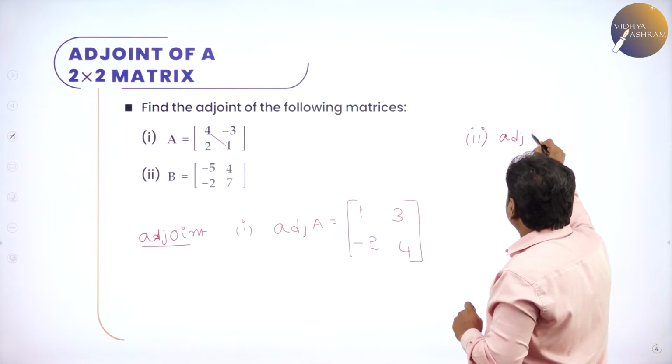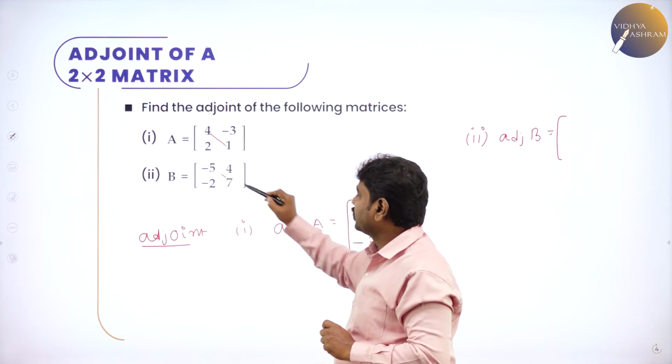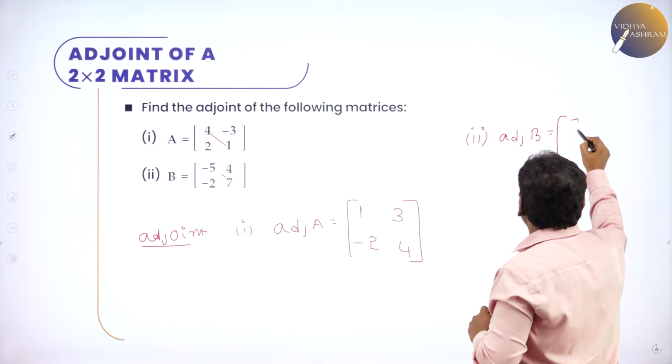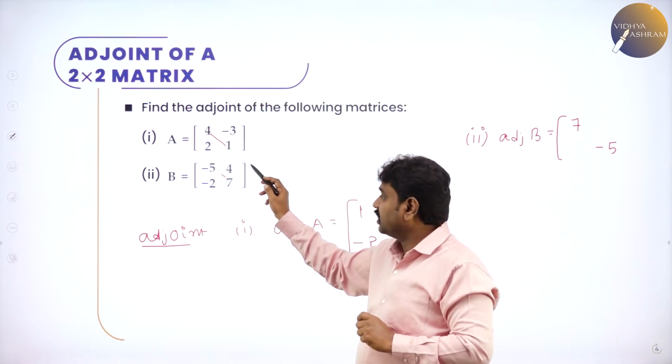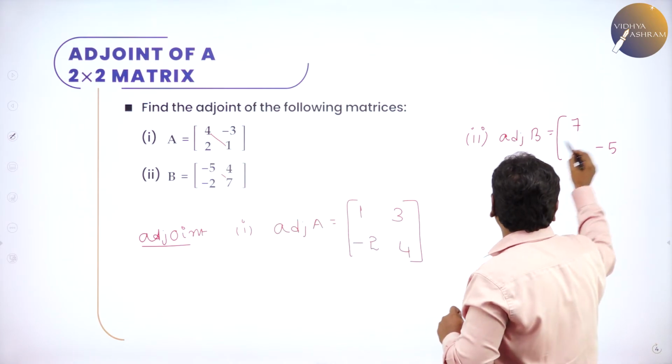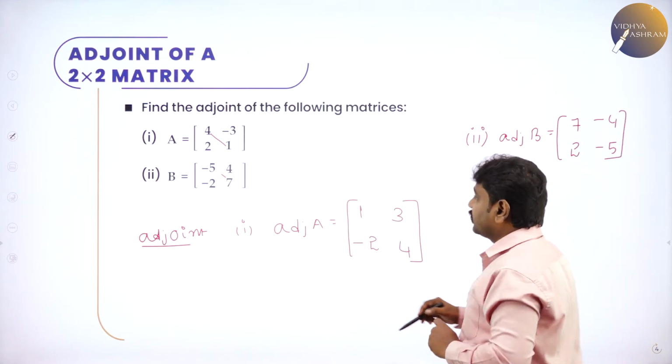Adjoint of B. Adjoint of B means what? Interchange the principal diagonal of B. So 7 comes here and minus 5 goes here. And change the sign of the secondary diagonal. So it will become minus 4 and this will become 2. Now we got adjoint of B.